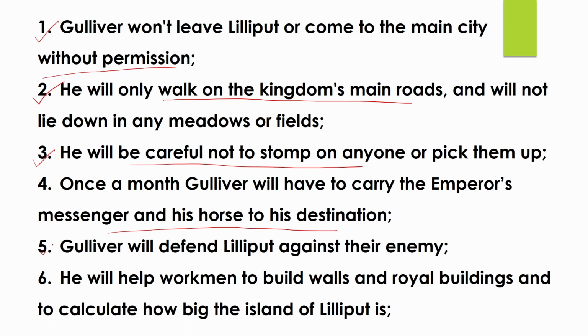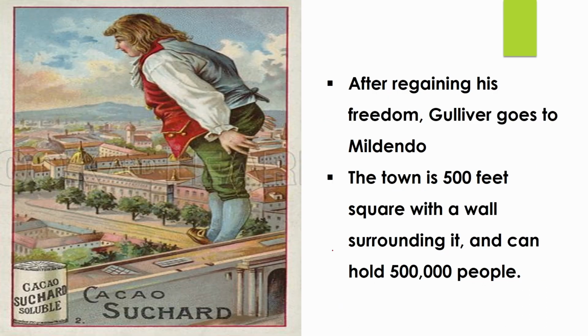Fifth, Gulliver will defend Lilliput against their enemy, the island of Blefuscu. Sixth, he will help workmen to build walls and royal buildings and to calculate how big the island of Lilliput is. Seventh, if Gulliver observes all of these rules, the emperor will provide Gulliver with food and drink, and Gulliver will get to spend as much time as he wants with the emperor. Gulliver agrees to all of these rules, even though each article emphasizes the fact that Gulliver is so powerful that he could violate all of the articles easily. The emperor permits Gulliver to go free, and his chains are unlocked at last.